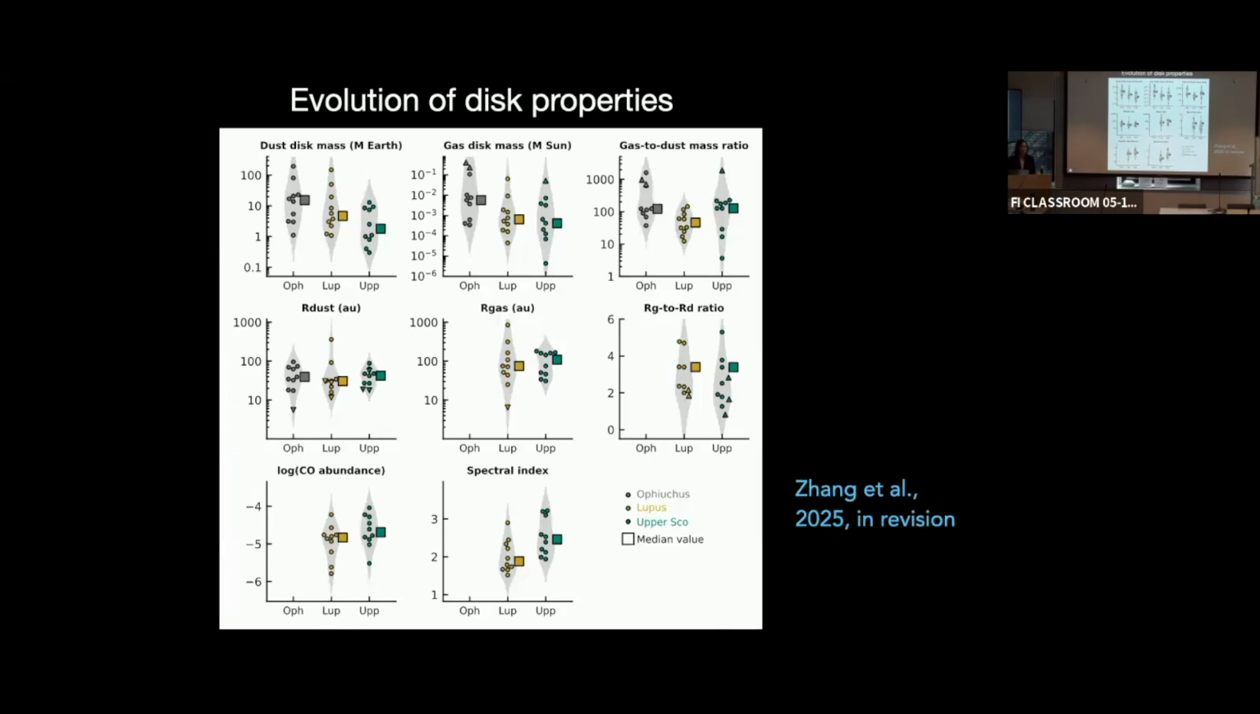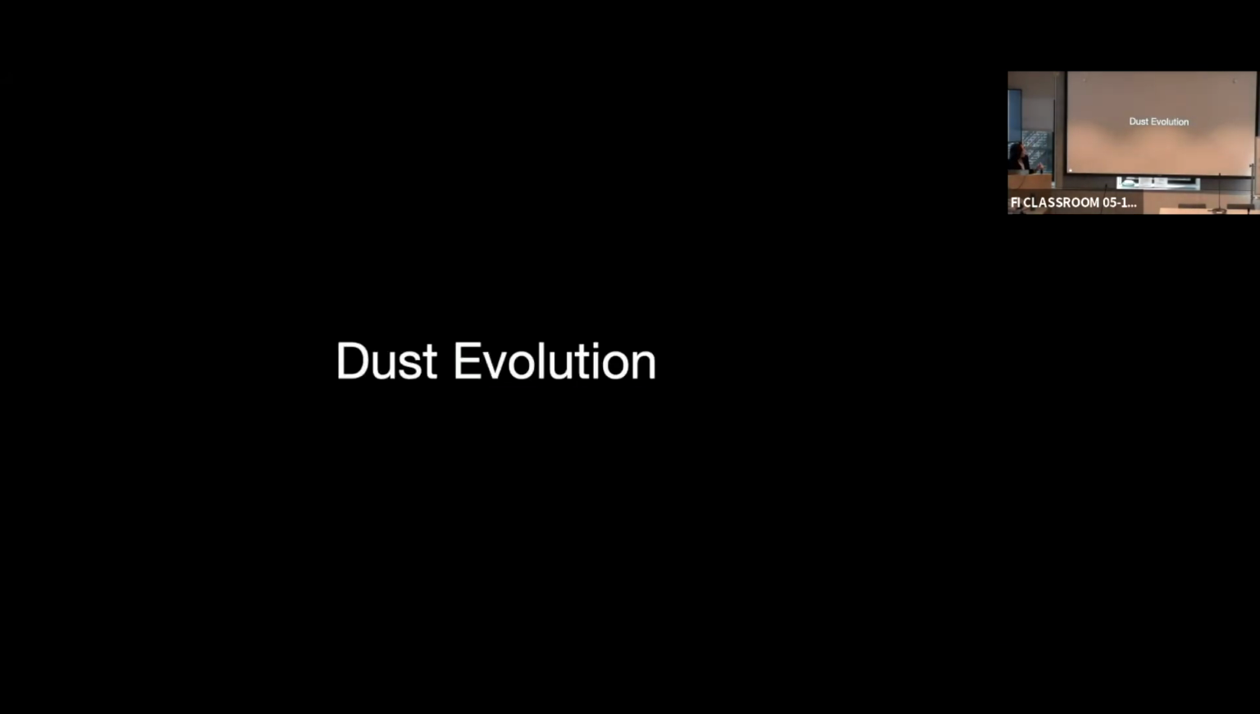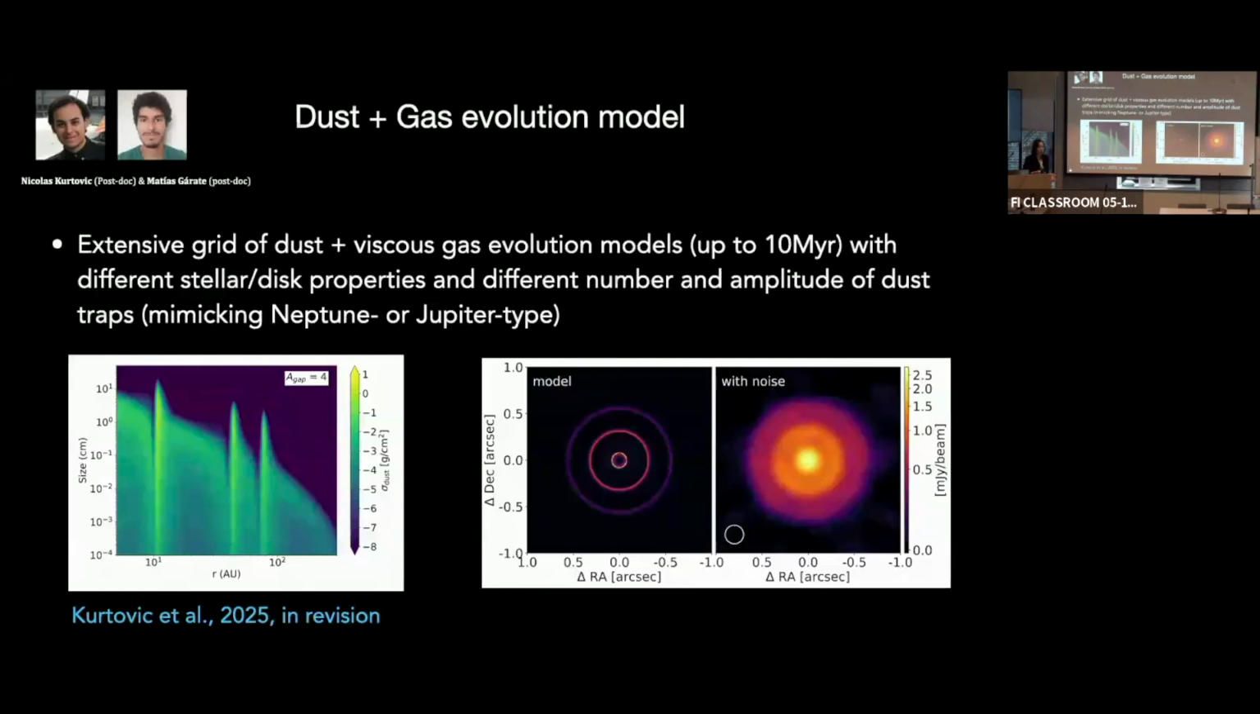And we're trying to put this into the context of different disk evolution mechanisms. Okay, so first is the dust evolution. Our collaborator, Nico Katovic, is a postdoc at MPIA. He did dust particle evolution under viscous disk evolution models. He ran a comprehensive dust grid, starting with different initial conditions, different viscosities, and different pressure bumps. You can think about mimicking a Jupiter mass planet or a Neptune mass planet in the disk, which can open gaps and trap dust particles at different locations.